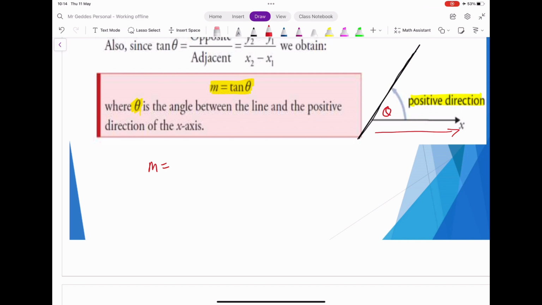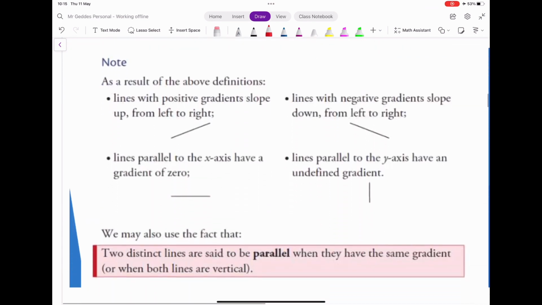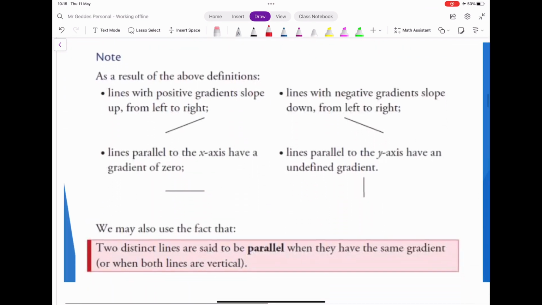We've got m equals y2 minus y1 over x2 minus x1. And we've also got this new one for higher maths that we have to remember, m equals tan theta. It's not given to you anywhere, you have to remember that one. We can find the gradient of a line using the angle with the positive direction of the x-axis. We can also use it in reverse as well, and you'll see that in a second.